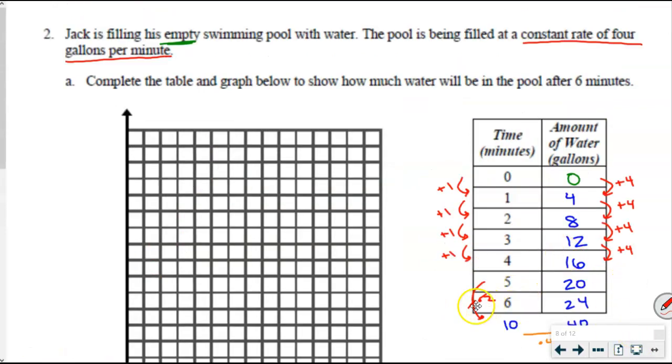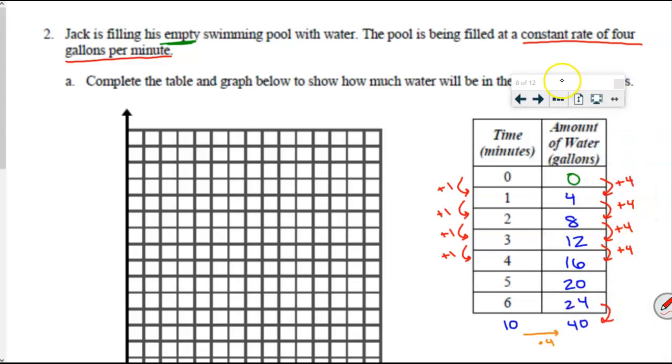Take a look at this one though. This relationship will work no matter what kind of thing we see. Let me show this one. We're adding 4 every single time, right? Until we're not. Why am I not adding 4 here though? How much did this change? Yeah, how many minutes passed? Not just 1, but... So how many gallons would I have added in that amount of time? 16. Yep.